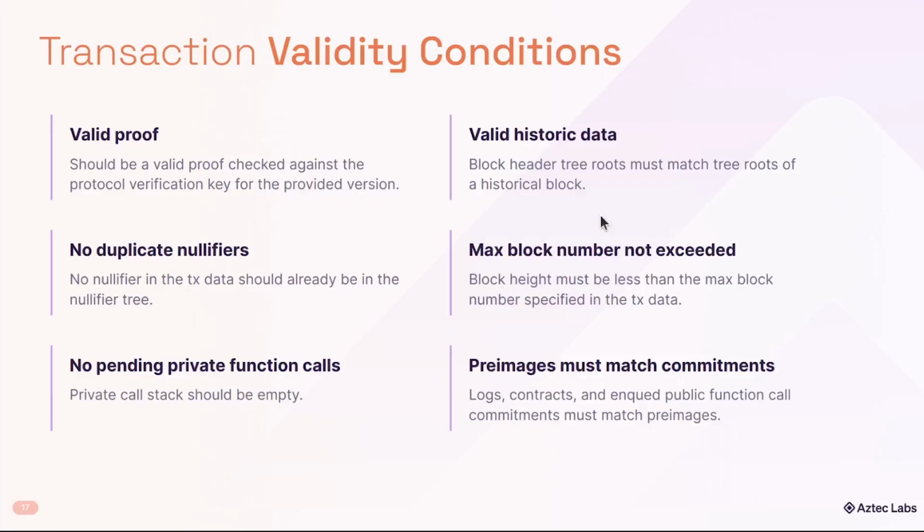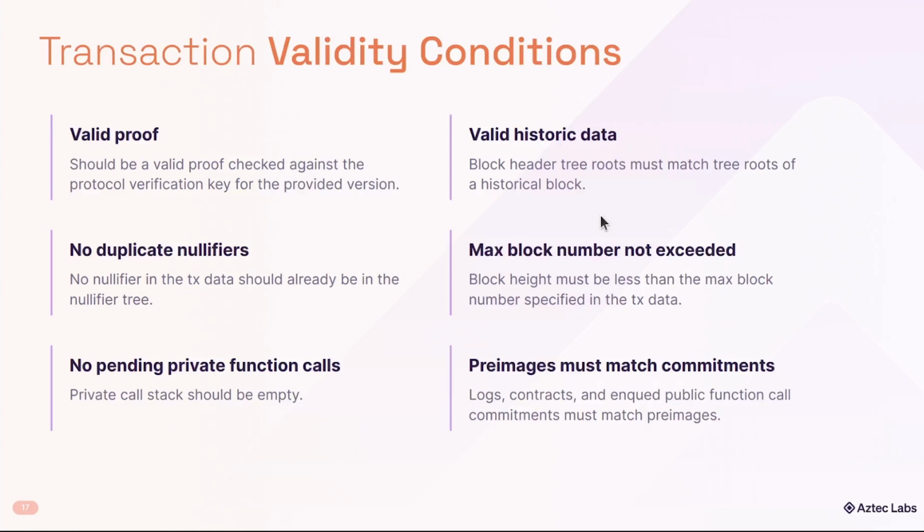So I talked a bit about how public execution looks as part of the transaction, but digging into more detail, there's a number of transaction validity conditions that the sequencer will check to make sure that the transaction is actually valid. Some of them here: the proof being submitted as part of the transaction should be valid. It should be checked against the protocol verification key for the provided version of the Aztec network. Should check that there are no duplicate nullifiers. No nullifier in the transaction data should already be in the nullifier tree. This prevents any double spending.